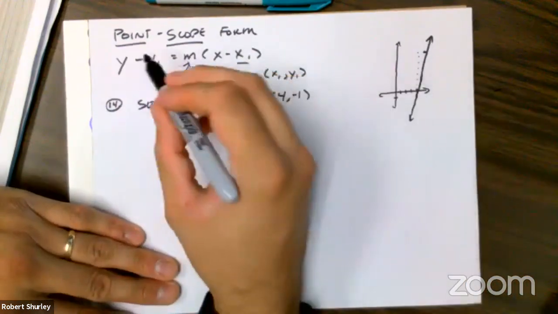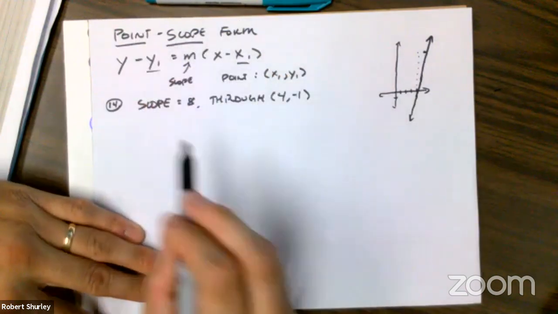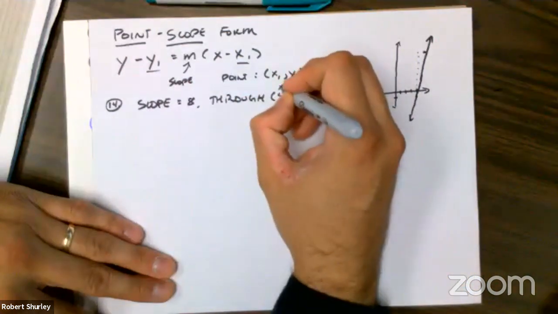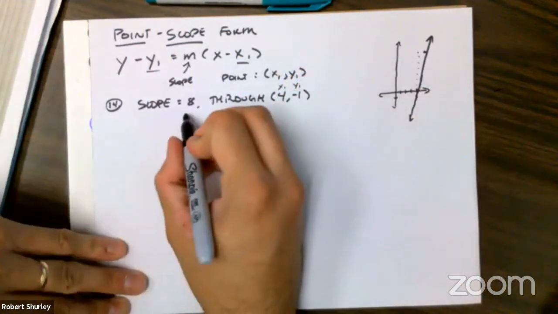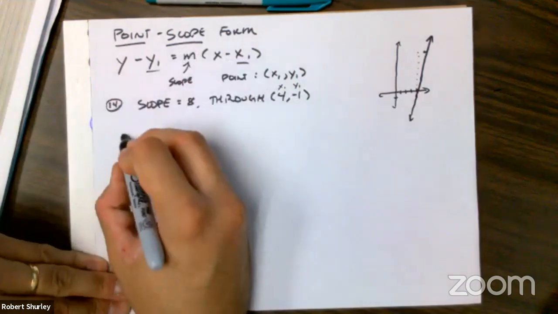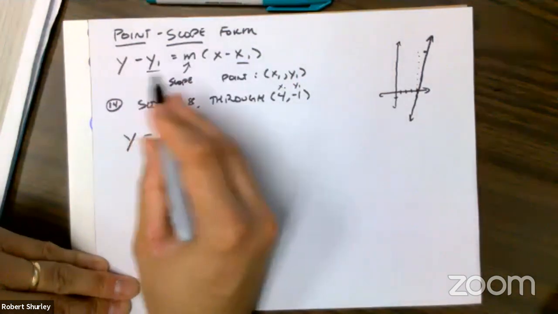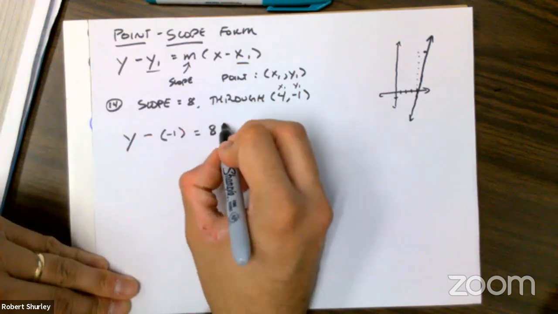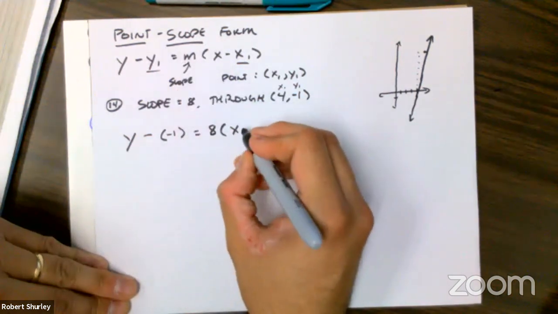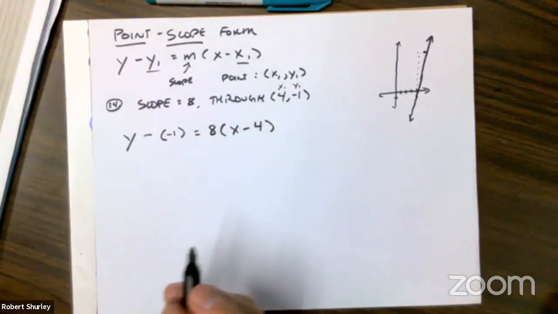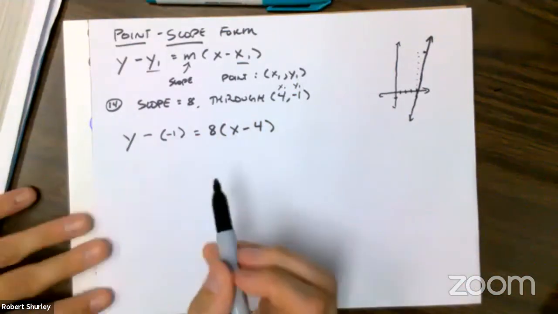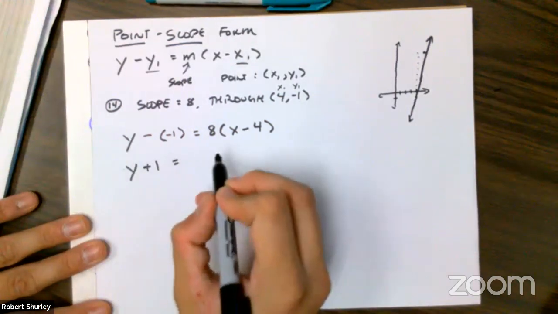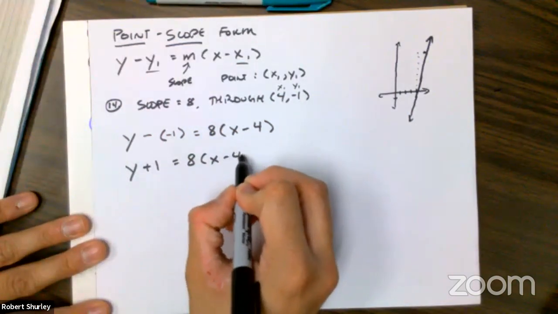But instead of graphing it, we want to put it in point slope form. So all we're going to do is take this information and put it into this equation. Now look, this is our x1, y1. This is our slope. So if I want to put it into this equation, it's going to be y minus my y1, so that's a -1, equals my slope times x minus x1, x minus 4. Now I'm going to clean it up because 2 negatives make a positive. So I get y plus 1 equals 8 times x minus 4.